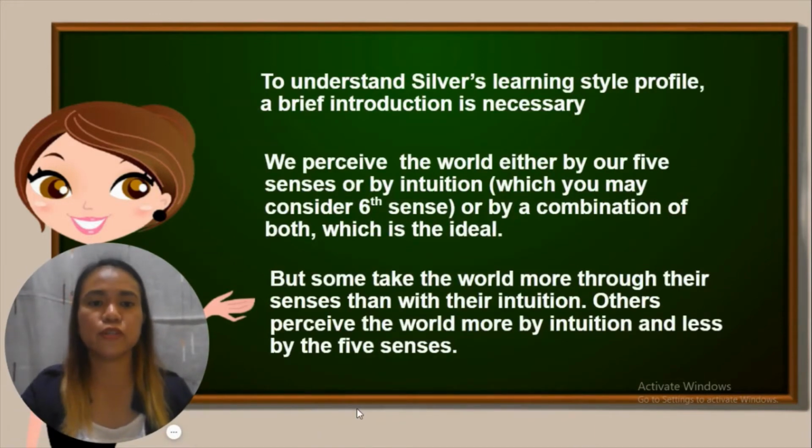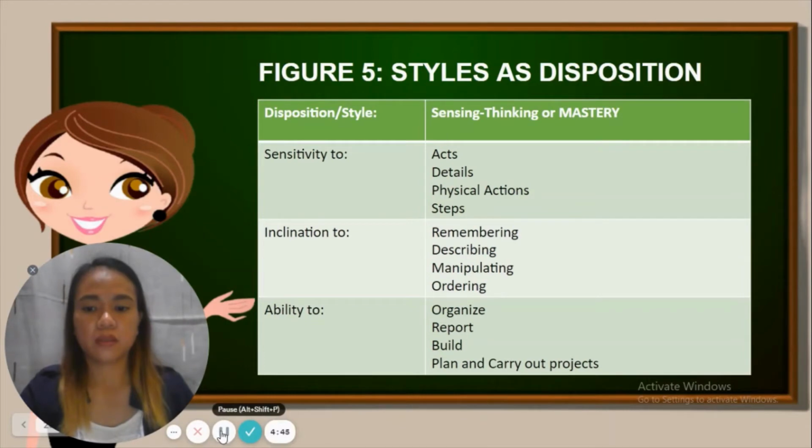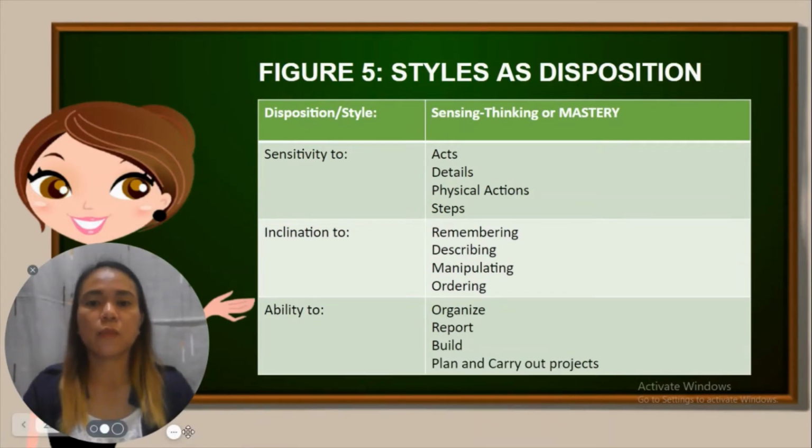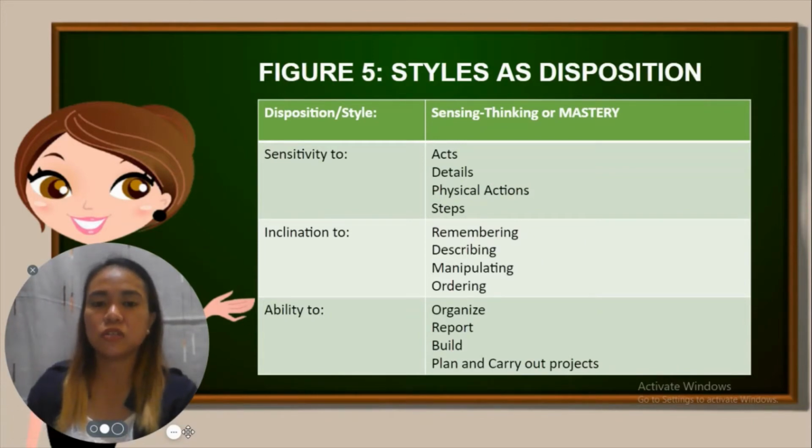To understand Silver's learning style profile, a brief introduction is necessary. We perceive the world either by our five senses or by intuition, which you may consider a sixth sense, or by a combination of both, which is the ideal. But some take in the world more through their senses than with their intuition. Others perceive the world more by intuition and less by the five senses. The authors then expand upon the different learning styles at length. An expansion of the styles, given as dispositions, follows below.